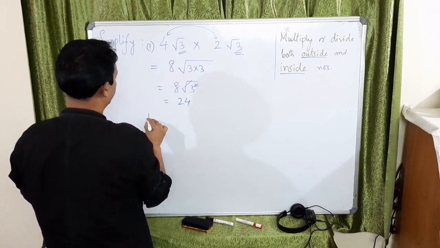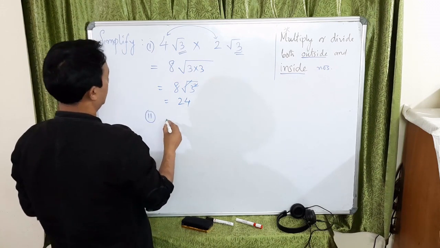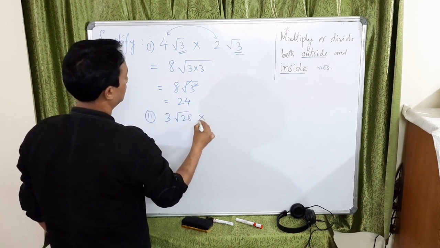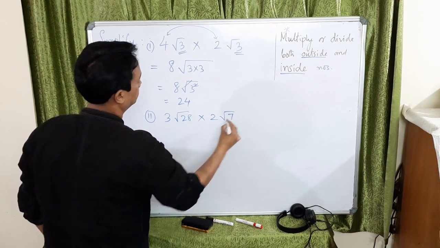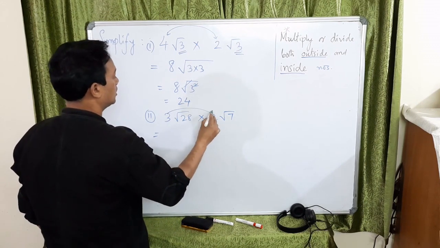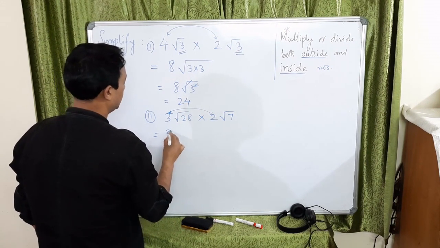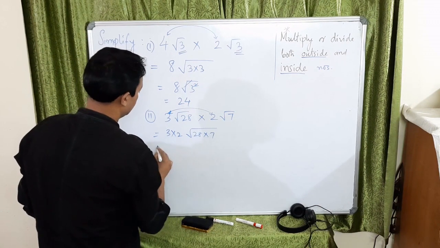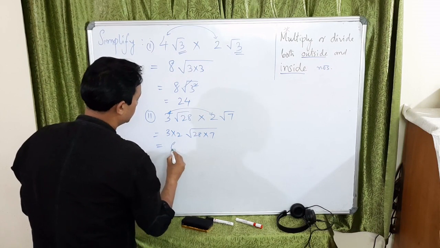Let's take one more multiplication. Let's say we have 3 root 28 into 2 root 7. So they are unlike, still we can multiply. So we'll just multiply 3 into 2 outside, and inside 28 into 7. 3 into 2 is 6.